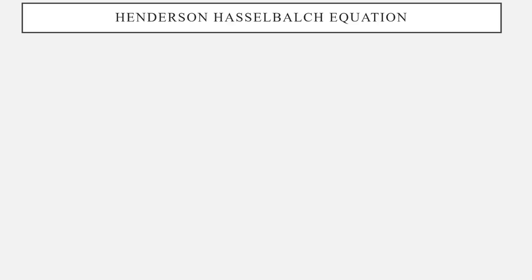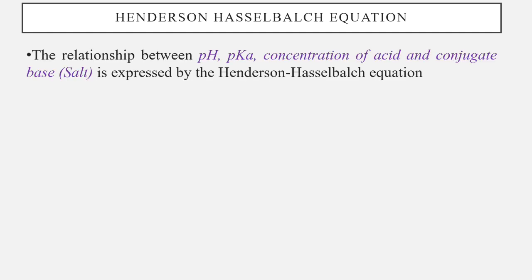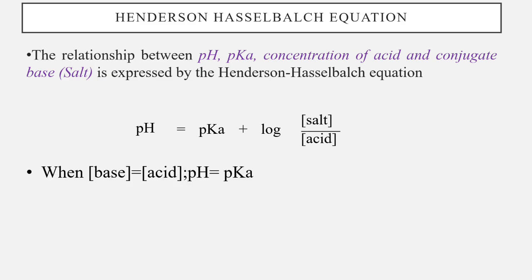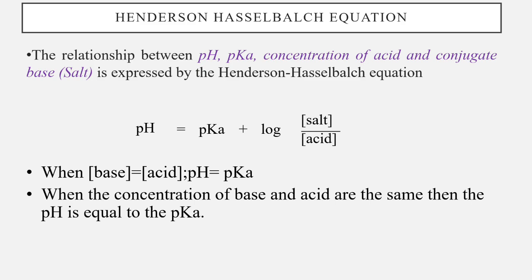Next, coming to the Henderson-Hasselbalch equation. This equation is the relationship between pH, pKa, and the concentration of acid and conjugate base. It is expressed by the Henderson-Hasselbalch equation. This is the equation: pH is equal to pKa plus log salt by acid, or log base by acid, where base is the numerator and acid is the denominator. When the concentration of base and acid are the same, the pH is equal to the pKa.